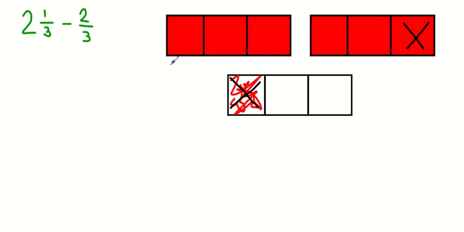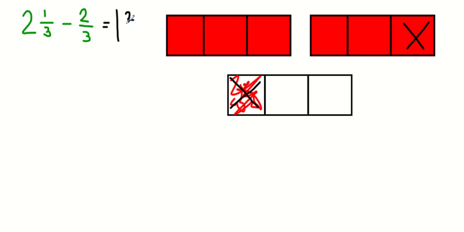So now I'm thinking about, what do I have left? So I did have 2 wholes, now I've already got 1 whole left, because this one is not complete. This one doesn't actually exist anymore. So I've got 1 whole, and then I've got 2 parts left.